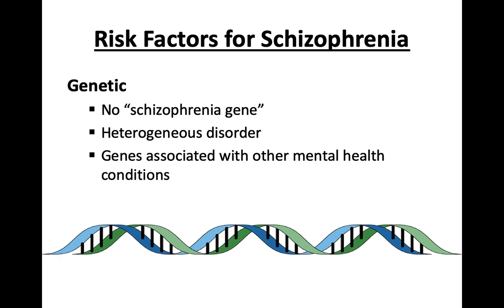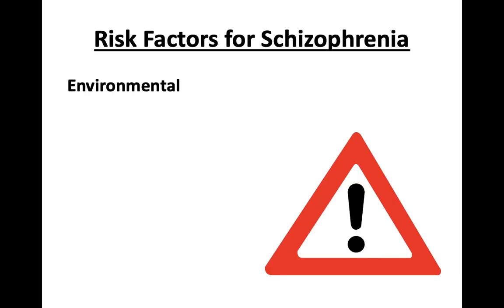It's also the case that many studies now suggest that at least some of the genes potentially associated with schizophrenia are also associated with other mental health conditions, including bipolar, depression, and autism. So the same genes that can potentially be associated with schizophrenia are associated with other mental health conditions.